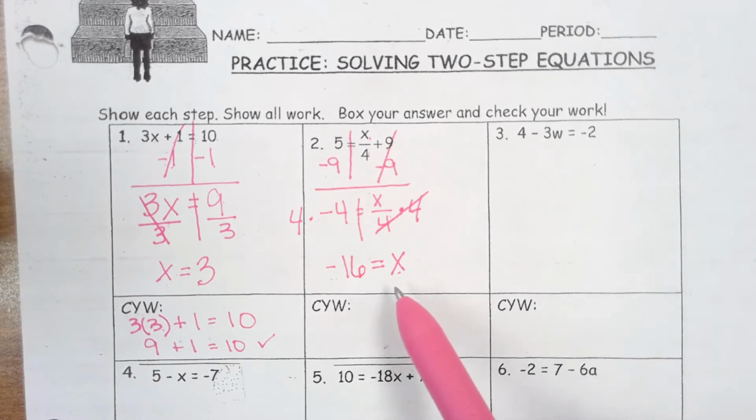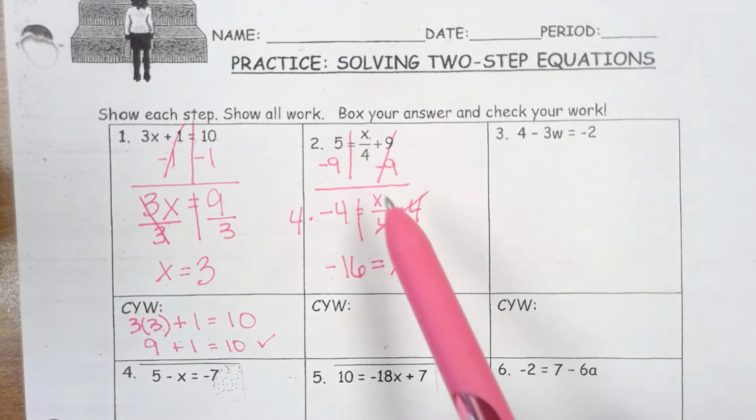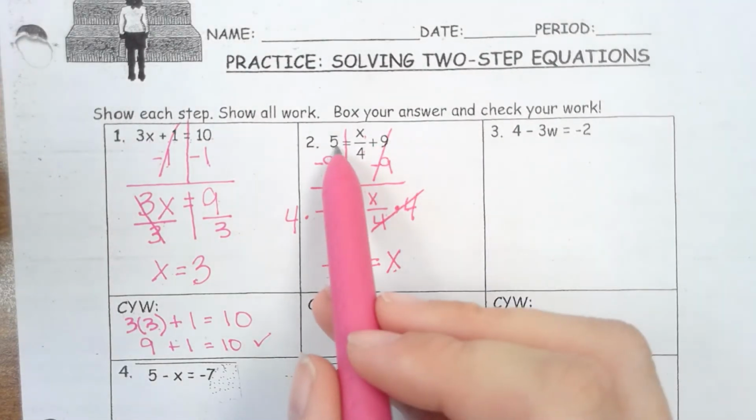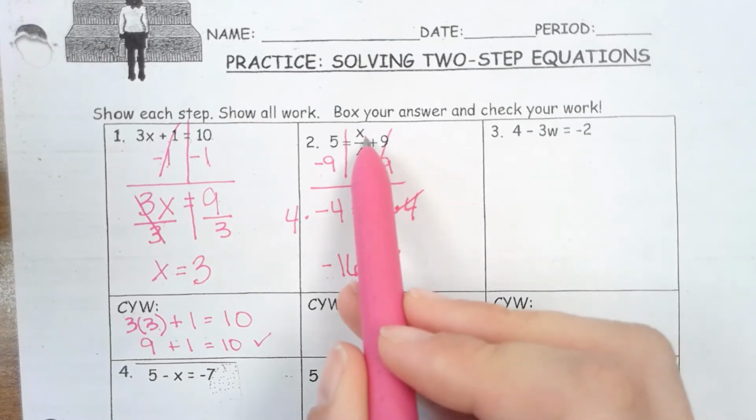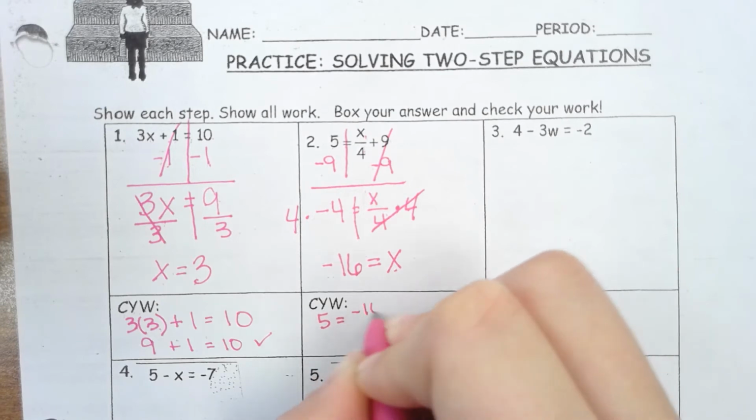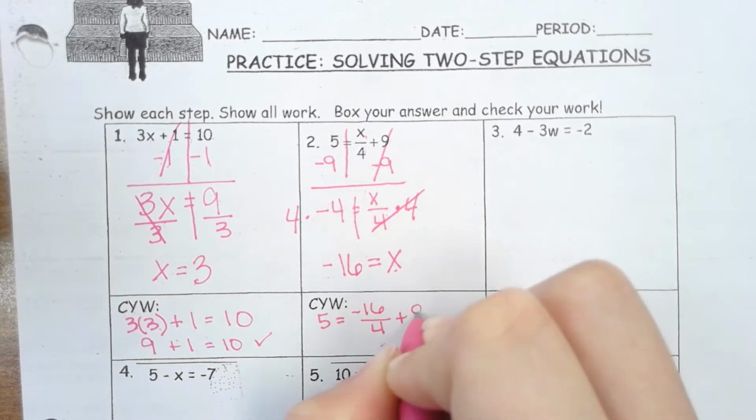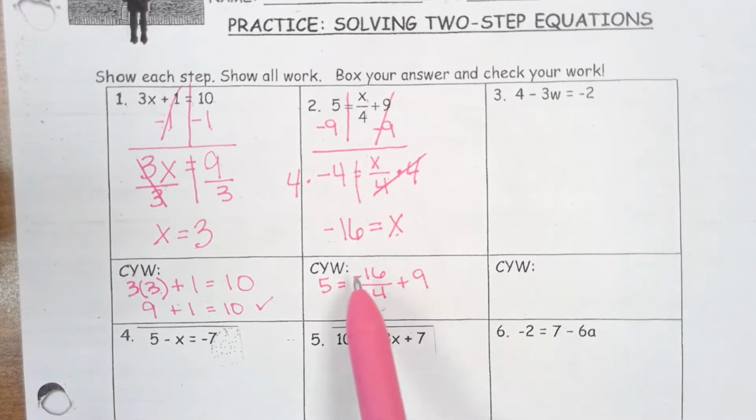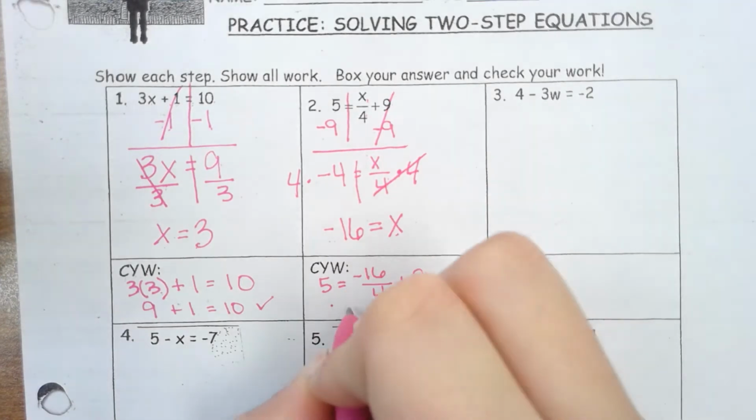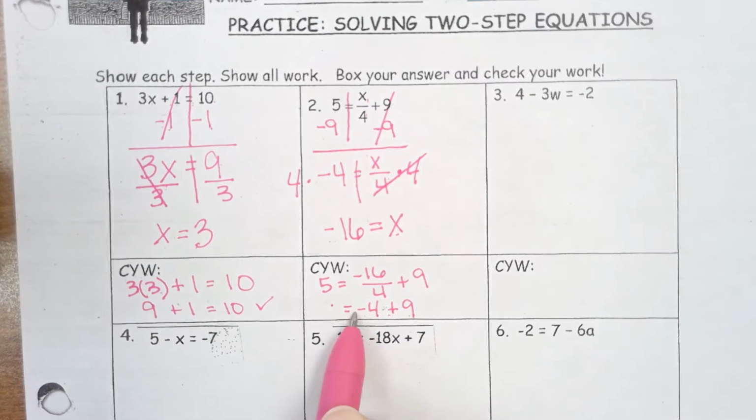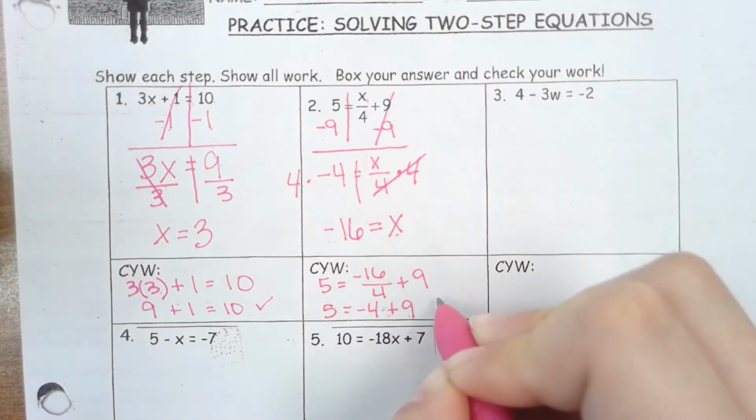Okay, so let's go ahead and plug that in for x to check our work. And again, just rewrite the problem as they had it, except just plug in negative 16 for x. And let's see if this works out. Okay, so we need to divide first. So negative 16 divided by 4 gives us negative 4. And then negative 4 plus 9 does give us 5. Which means that we did it correctly.